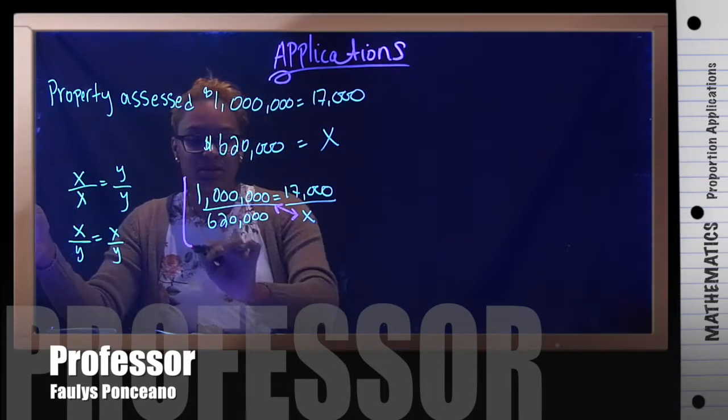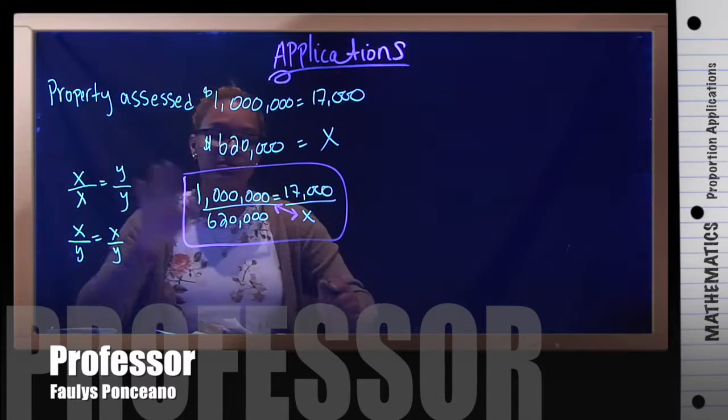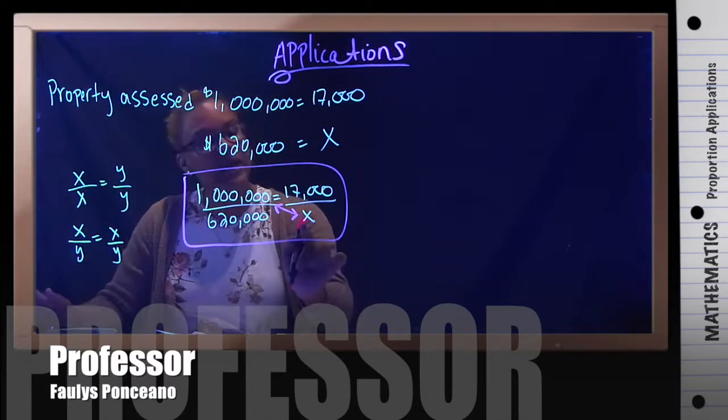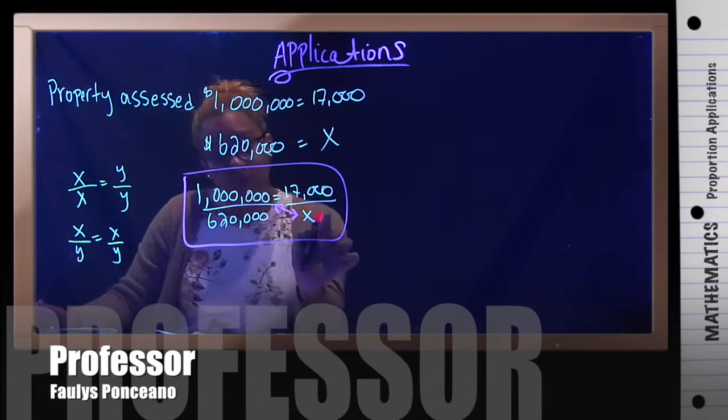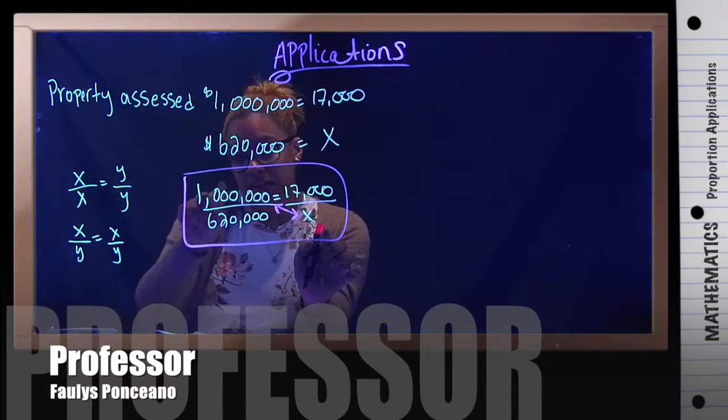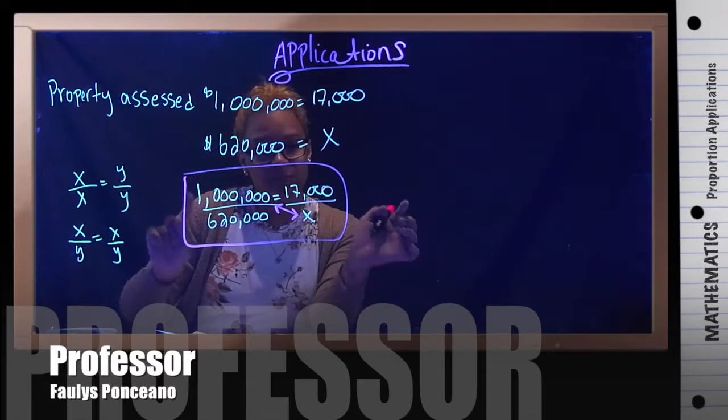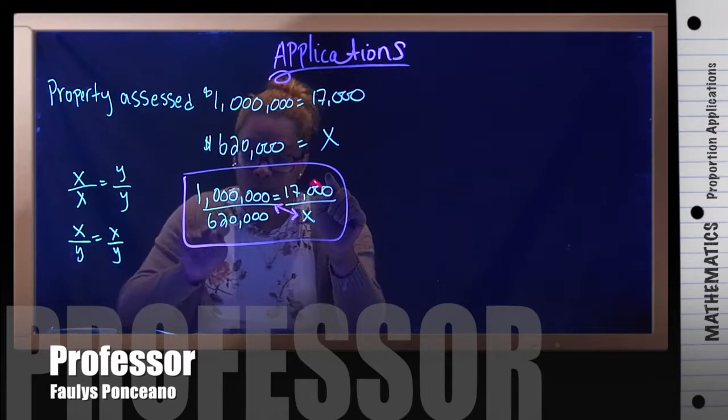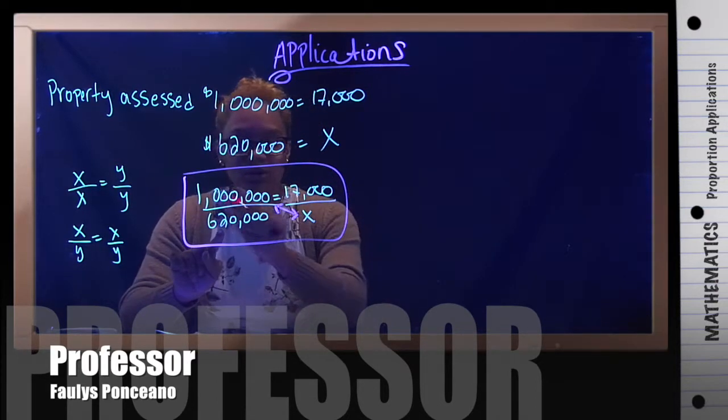So this is the correct format to write this proportion, as long as the x is diagonal from the 1 million. The 1 million could be right here in the bottom and the x could be here in the top. That'll be fine. The x could be here and the 1 million could be here. That'll be fine as well, as long as they're diagonal from each other.